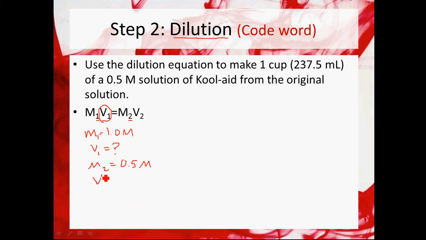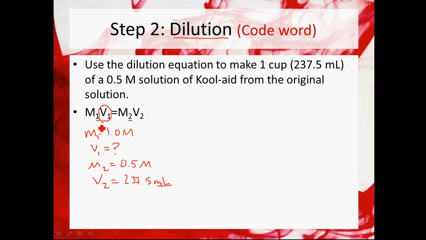And then V2, we want 237.5 milliliters of the second solution. Now, we could do this in milliliters, or we can convert this to liters and do it. It's not going to make a difference as long as you know that whatever unit you're using is the unit you're going to end up with when you solve. So if we use milliliters for V2, then we're going to be solving for milliliters for V1.